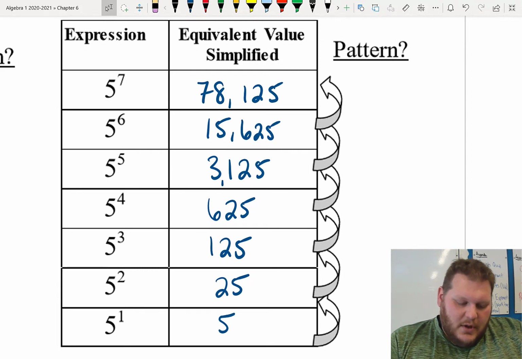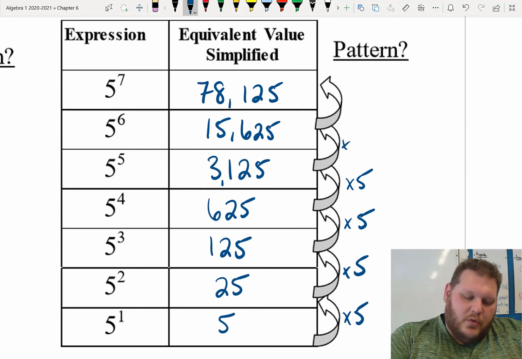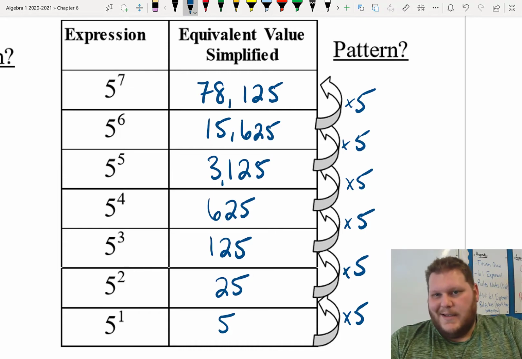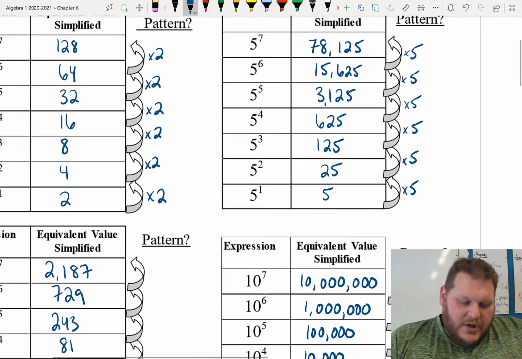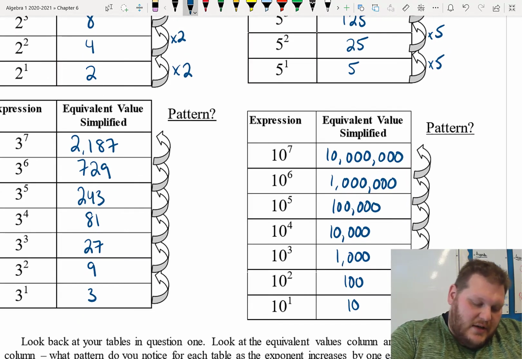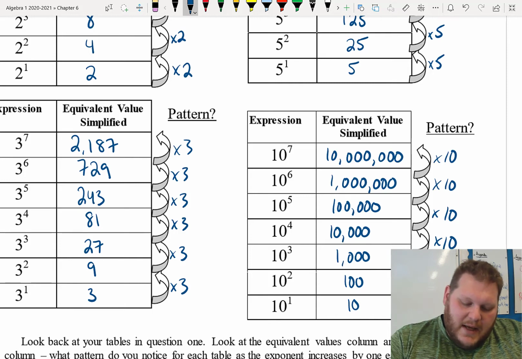In our second table, going from 5 to 25, we multiply by 5. 25 times 5 is 125. 125 times 5 is 625. Again, the rule is I'm multiplying all the way through by 5 for each step to get from one to the next in my table. Without having to guess at the rest or check them, we should be able to tell that all of these are going to be multiplying by 3, and this one is going to be multiplying by 10.